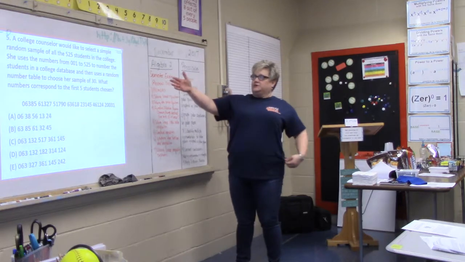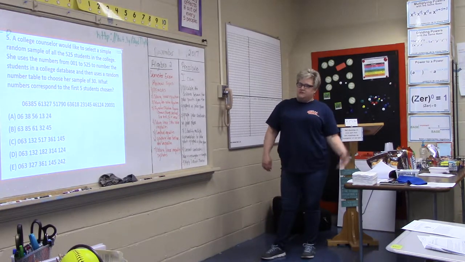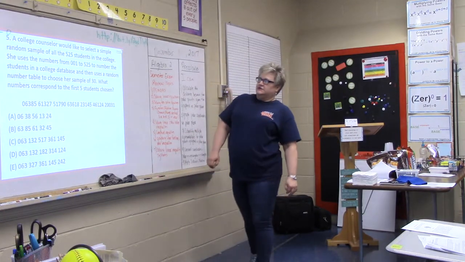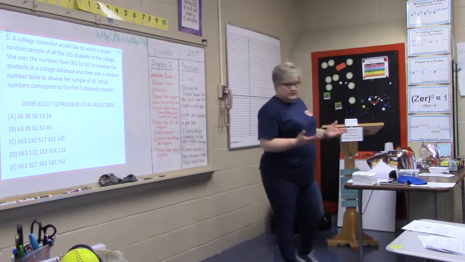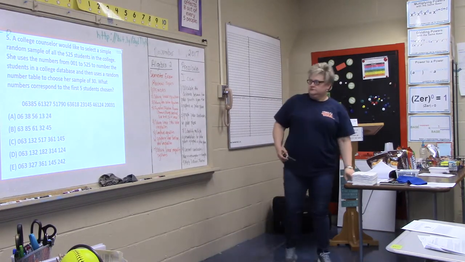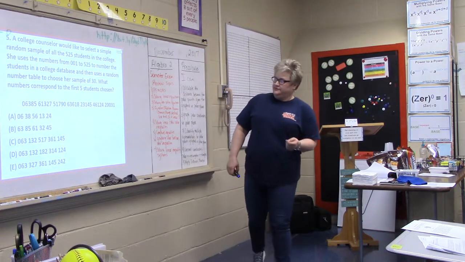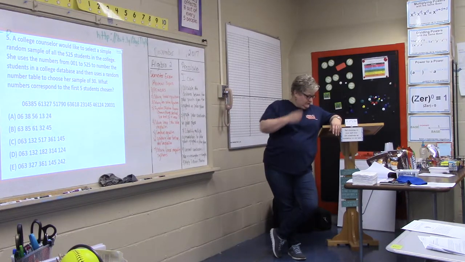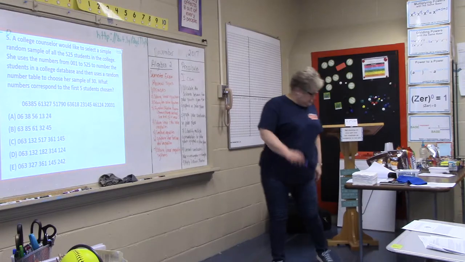So she chooses the numbers from 001 to 525 to number the students in the college database, and then uses a random number table to choose her sample of 30. What numbers correspond to the first five students chosen? So you're going by digits of three here. This is the kind of thing you would generally see in the multiple choice part of this for simulations. Yes, it is D. Very good.